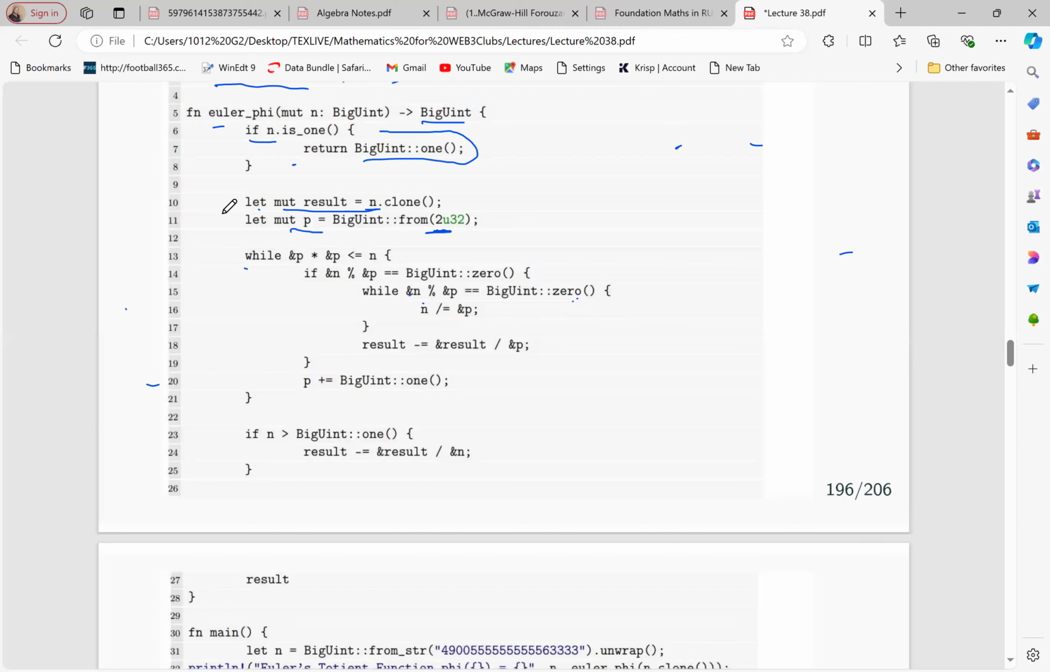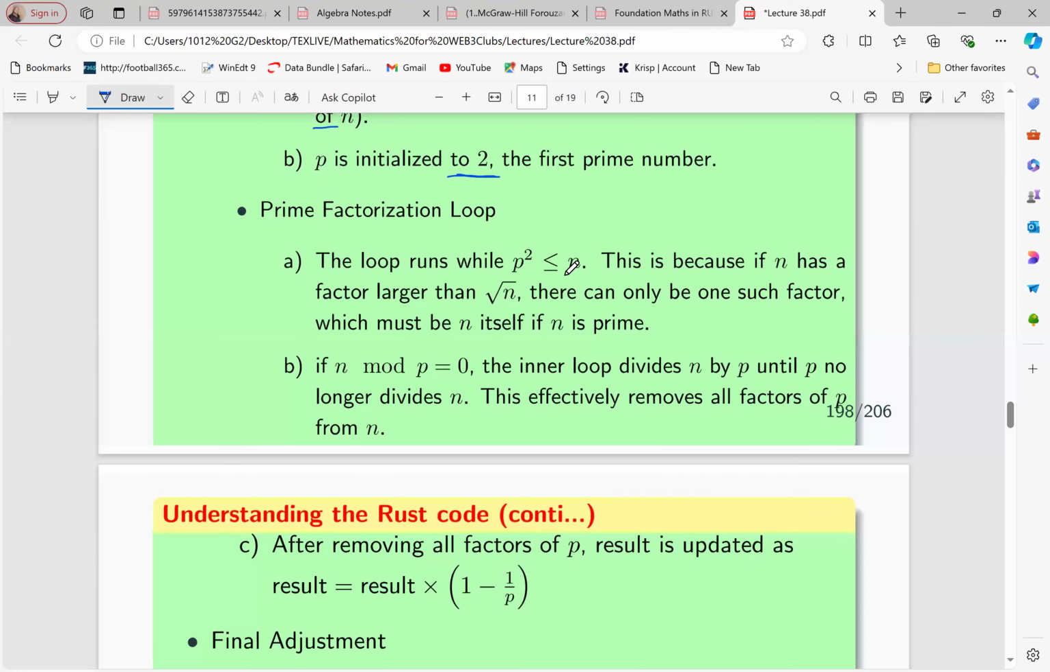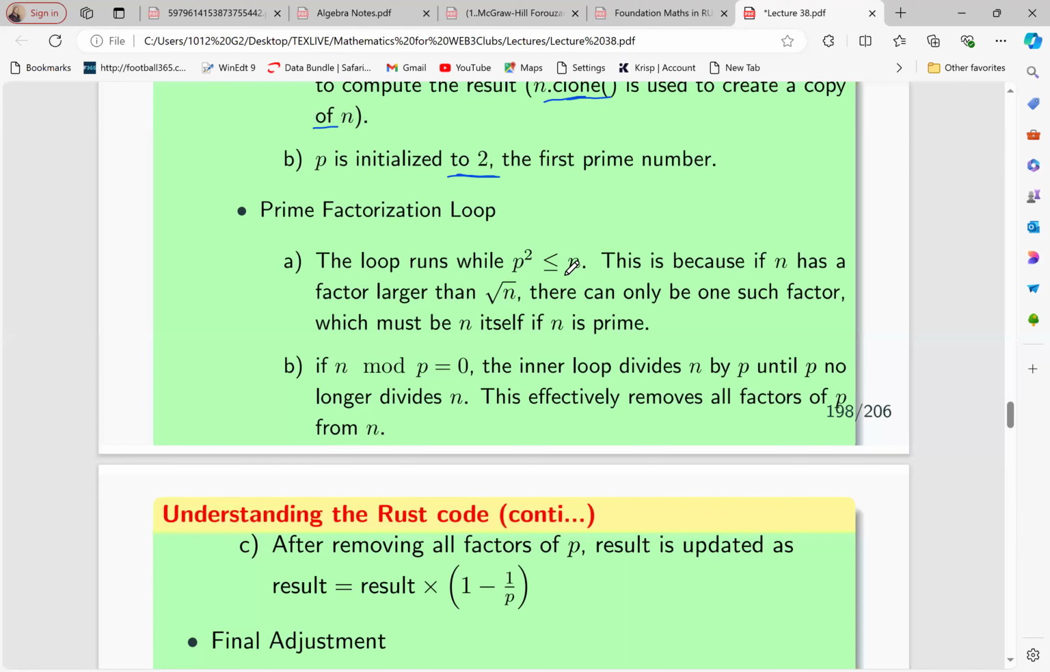Now, after making n the initial result and making the initial p to be 2, you come to the first loop. And it talks about the square of p being less than or equal to n. That's what I've written here. I've said the loop runs while the square of p is less than or equal to n. So if the square of p is still less than or equal to n, you remain inside that loop until it is not.